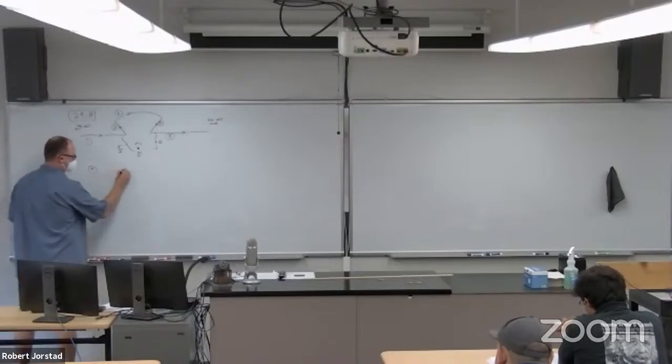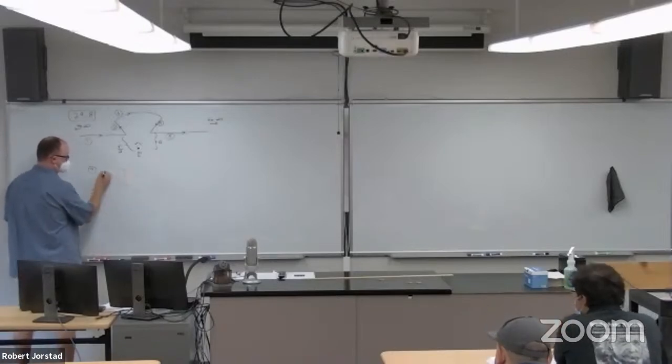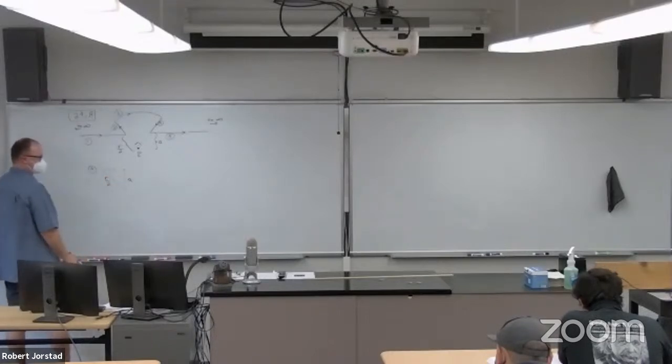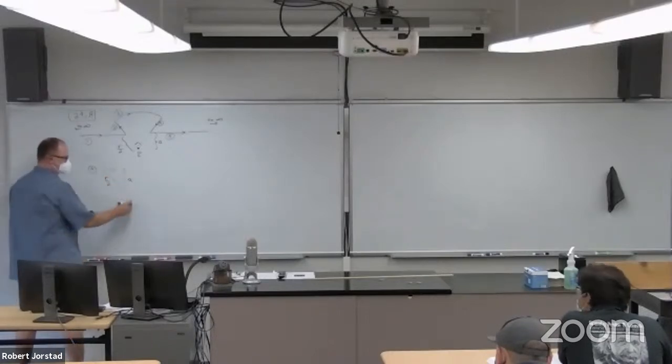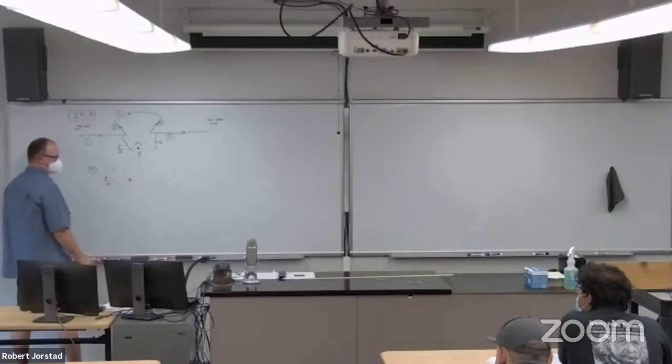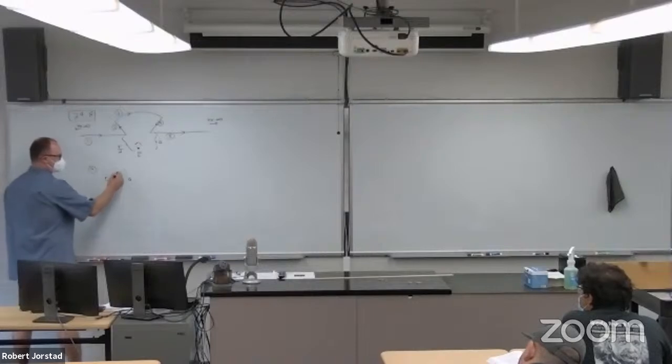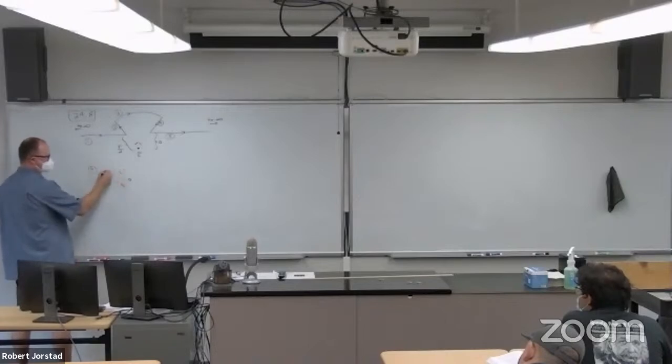Triangle. So this side is A, this side's R over 2. What's the relationship? What's that? Oh, isn't this a square? If this is a 45, and this is a right angle, isn't this a 45? So how does this relate to that?